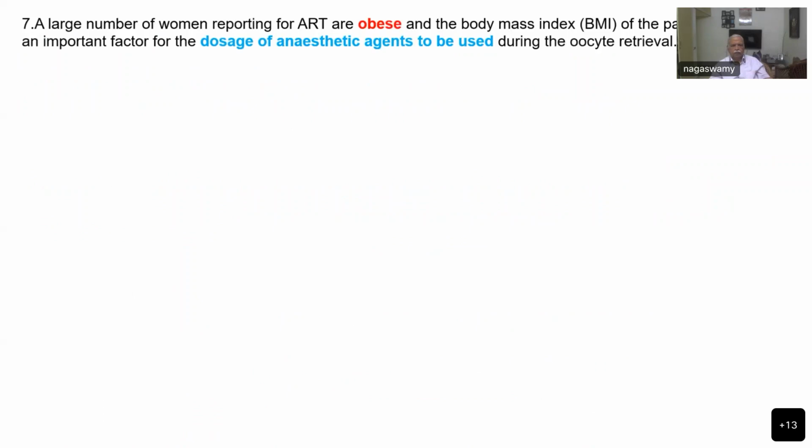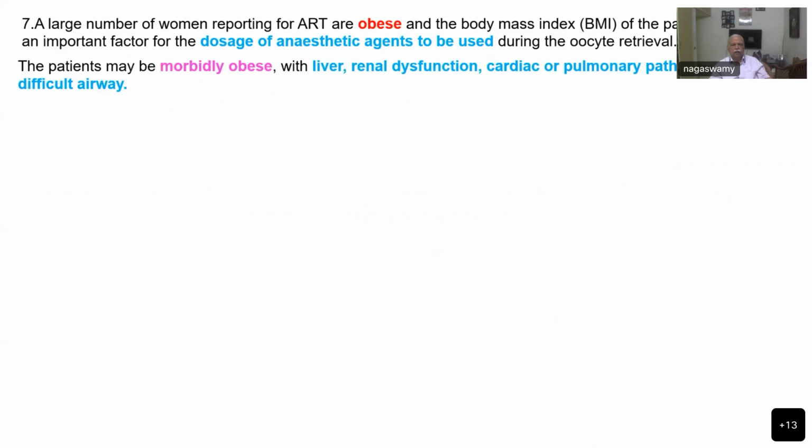Lastly, a large number of women reporting for ART are obese. One of the causes of this is PCOS, and obesity, and these patients have all the complications of obesity like a difficult airway, hypertension, diabetes, restricted mobility, and joint problems. Putting them in lithotomy may be very difficult. They may also have associated liver, renal, cardiac, or pulmonary pathology along with a difficult airway.